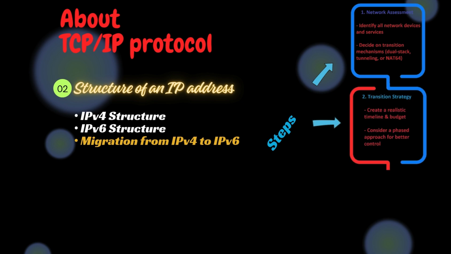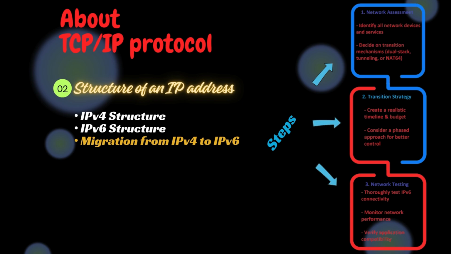Set a realistic timeline and budget based on your network's complexity. A phased approach is recommended. Begin with public services like websites and email, then gradually move to internal systems. Once migration begins, thoroughly test IPv6 connectivity and monitor performance. Check that all applications function properly with IPv6 and make sure your security settings are correctly configured.